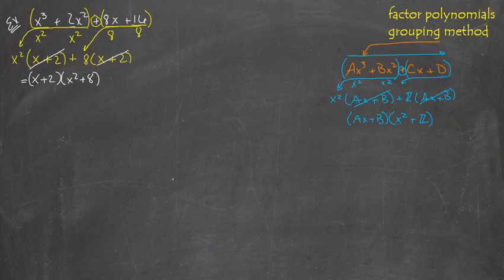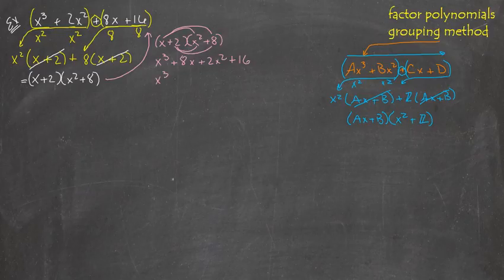And now let's check it just to prove that I'm properly factored. So I have x plus 2 times x squared plus 8. X times x squared is x cubed. X times 8 is 8x, 2x squared plus 16. And if I write it in descending order, I have x cubed plus 2x squared plus 8x plus 16, and that's exactly where I started. So I've fully factored that polynomial.